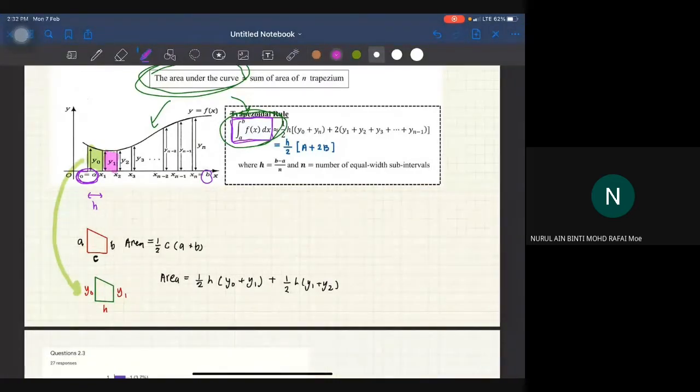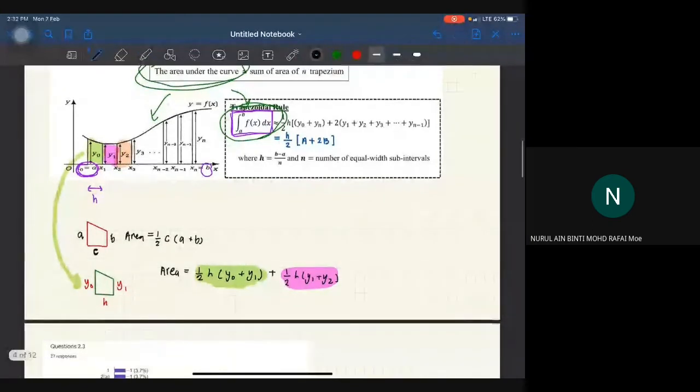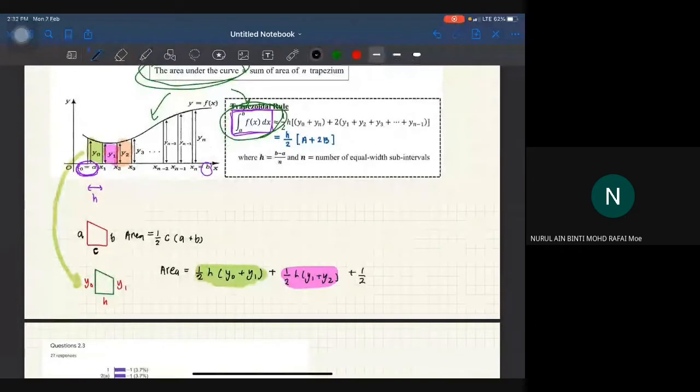Okay, saya warnakan dia sekali. Okay, so saya tambah lagi satu, last one. I highlight it as this color. Okay, so that is going to be 1/2 times H and then times Y2 plus Y3. Okay, so dia akan jadi plus sampai habis.